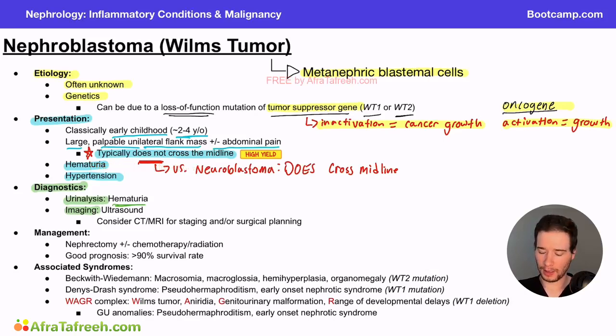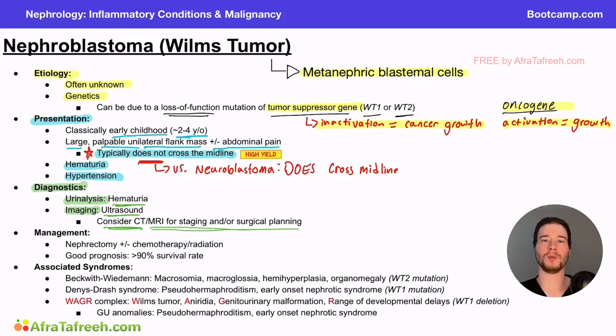Then we can also get the imaging study, which is most likely to be an ultrasound. Why? Because this is fast, relatively cheap, and not very invasive for a patient. Typically in children, we don't want to expose them to radiation. So while a CT could be considered, this is going to expose them to radiation that they might not otherwise need.